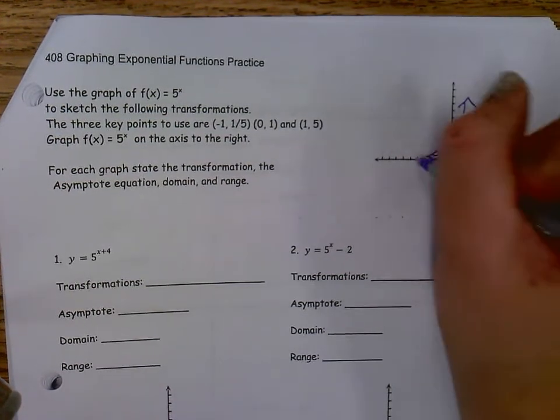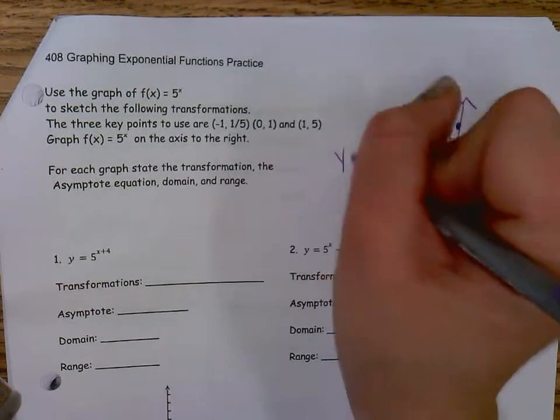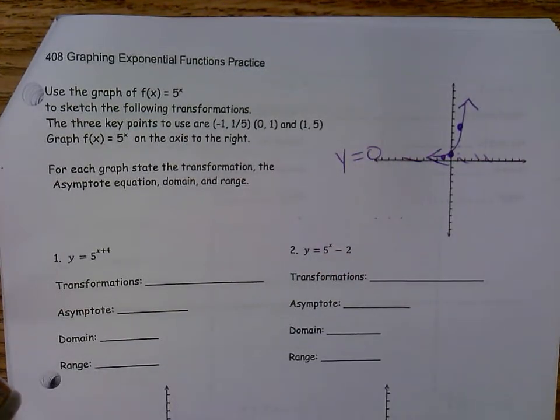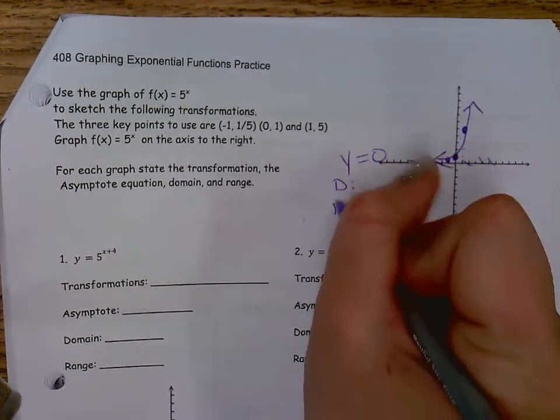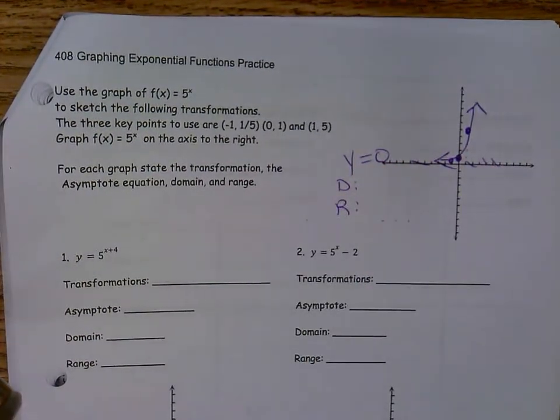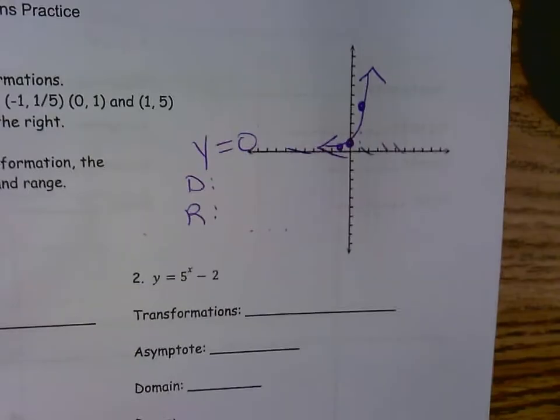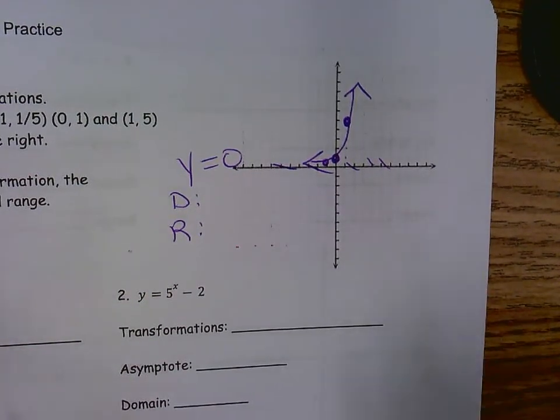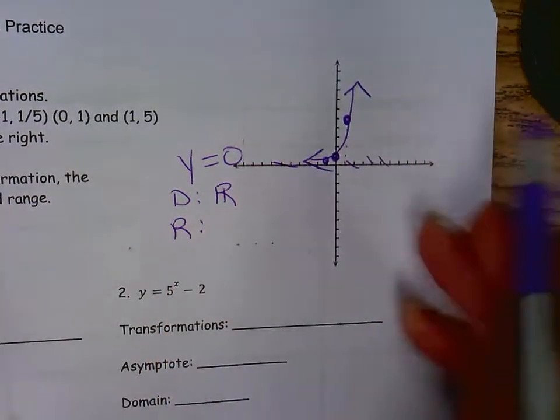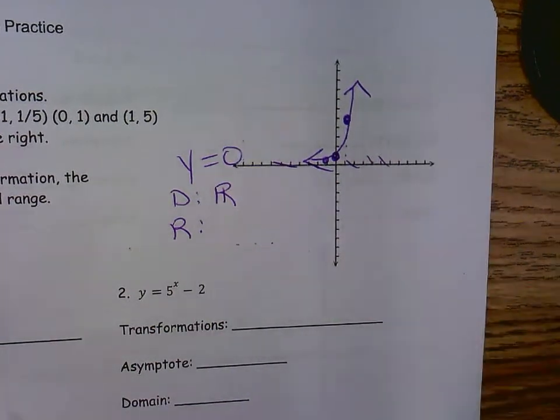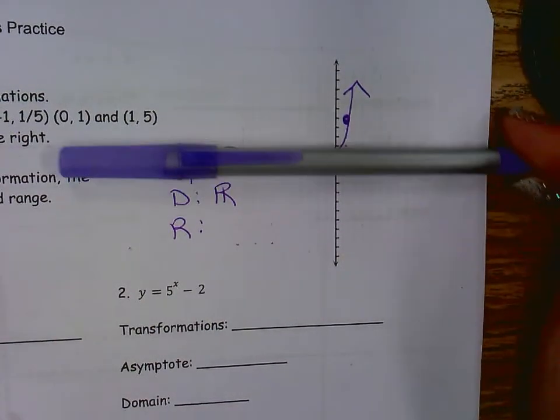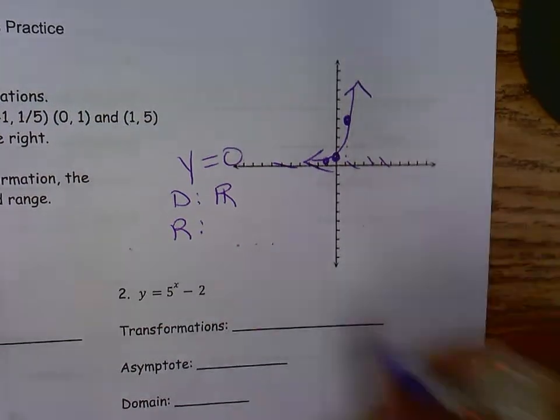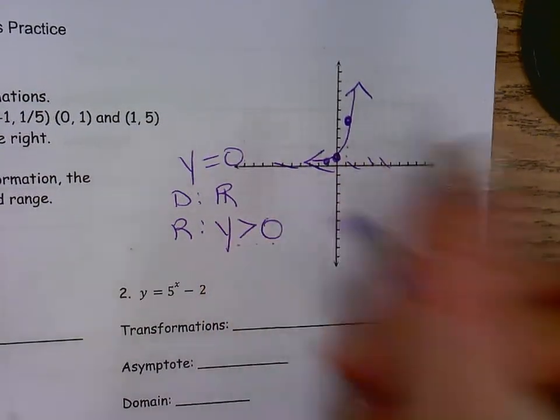So there's my parent function, and y equals 0 is the asymptote. And it says state the domain and the range. So the parent function, what would its domain and range be? All real numbers for domain, right? It goes forever, left to right, but it starts here and then it only goes up. So y has to be strictly greater than 0.